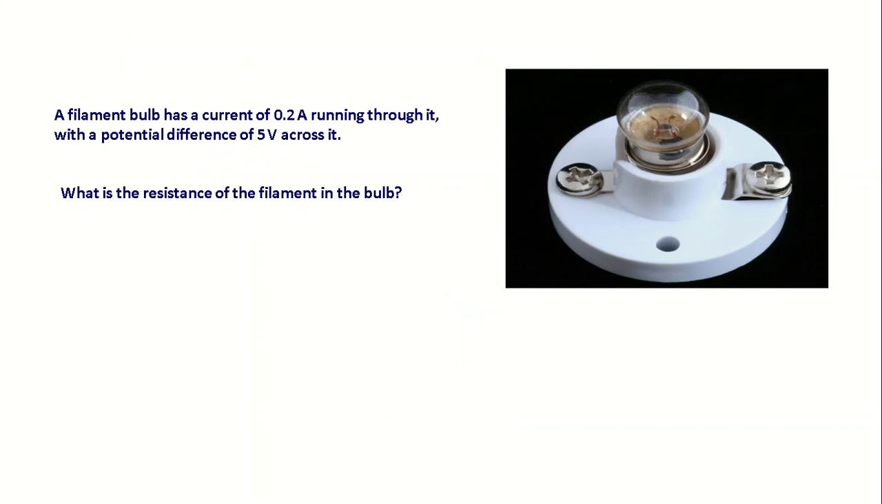Question: a filament bulb has a current of 0.2 amps running through it with a potential difference of 5 volts across it. What is the resistance of the filament bulb? Applying this relation, V equals IR, we can make R the subject: R equals V over I. That gives us 25 ohms when we plug in these values in the equation.